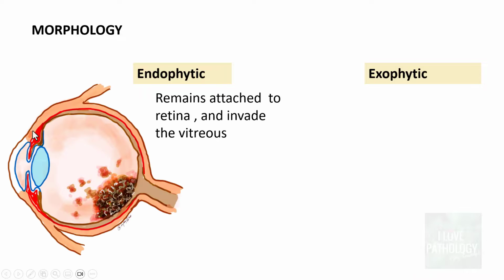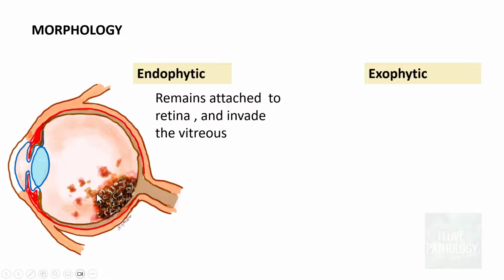Now, having understood the pathogenesis of retinoblastoma, let us see the morphological features of retinoblastoma. Based on tumor growth, they are categorized into endophytic and exophytic forms. The endophytic is, okay, look at this. This is the section of the eyeball. In endophytic retinoblastoma, the tumor remains attached to the retina. So this is the retinal layer. The tumor is attached to the retina, and then this tumor invades into the vitreous humor. You can find these tumor deposits within the vitreous humor, right?